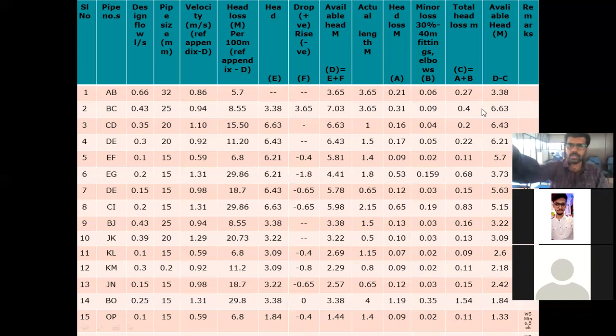So if you want to get total head, you add both. Then available head, D minus C. Available head in meter divided by this will be the actual. We completed this first row.